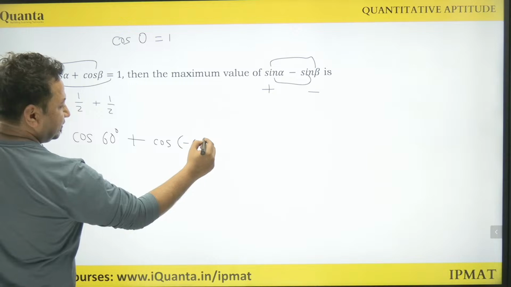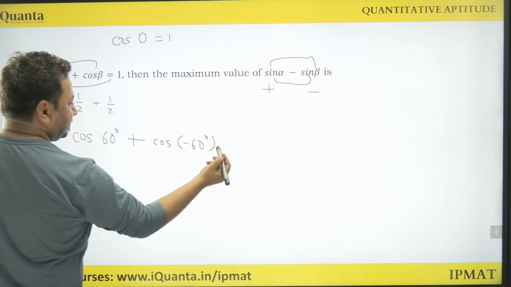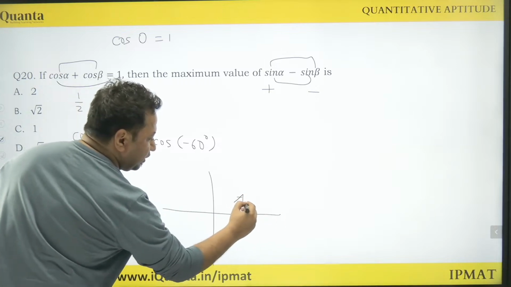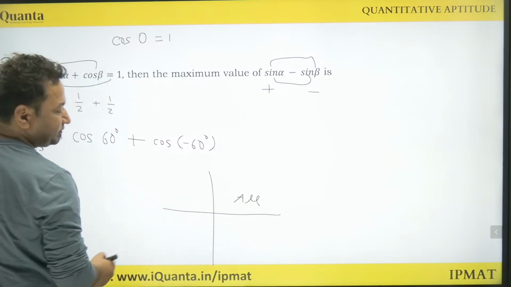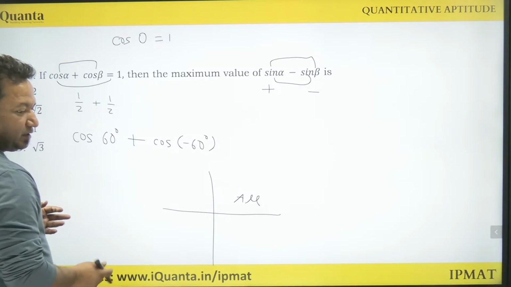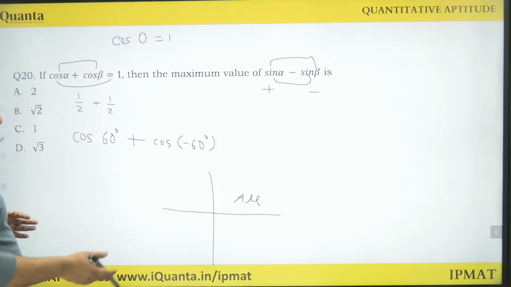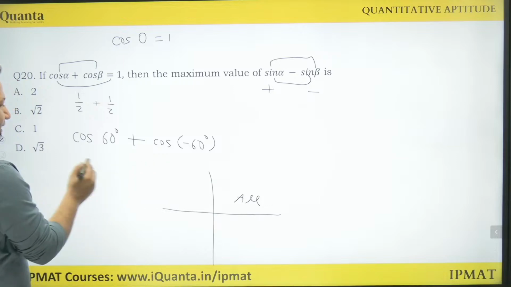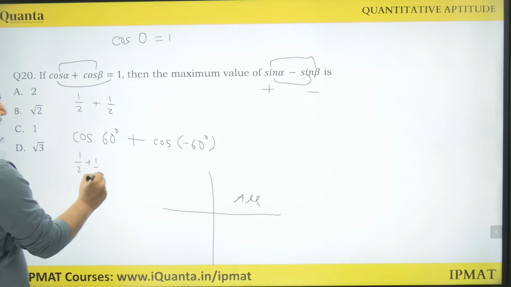60. All right. So if you remember this, all are positive in the first quadrant, isn't it? Do you remember that? All sin, tan, cos. So cos minus 60 will be nothing but cos 60 only. So we get 1 by 2 plus 1 by 2, that is 1.